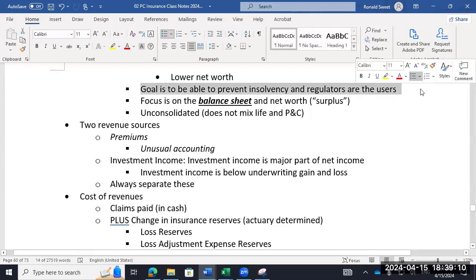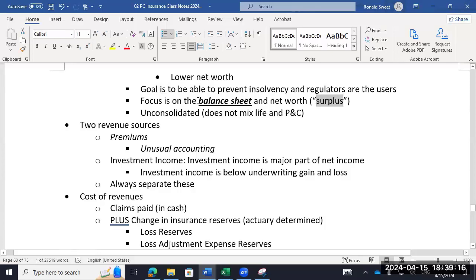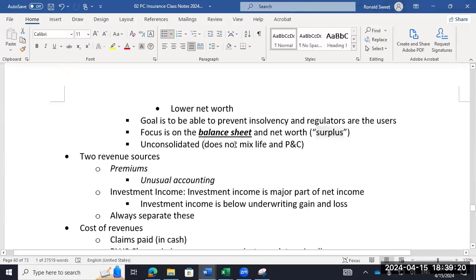The goal is to prevent insolvencies. They don't even call it net worth. They call it surplus, like it belongs to the policyholders. Now, P&C is consolidated, but they do not consolidate P&C companies with life insurance companies. So there's no consolidated USAA including the life insurance company. USAA's life insurance company is just shown as a subsidiary on the parent company at USAA.